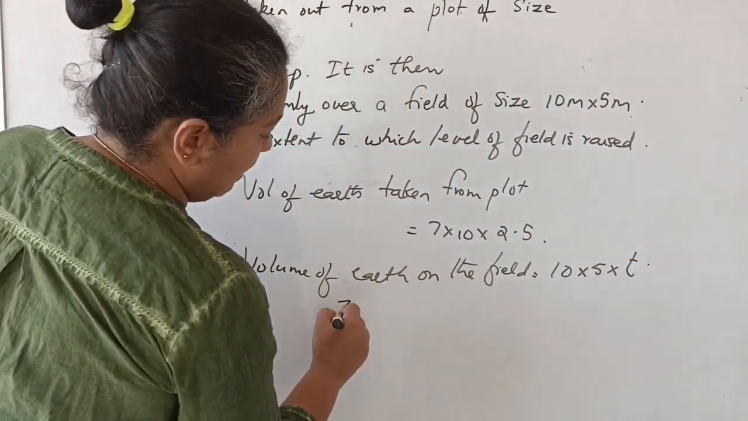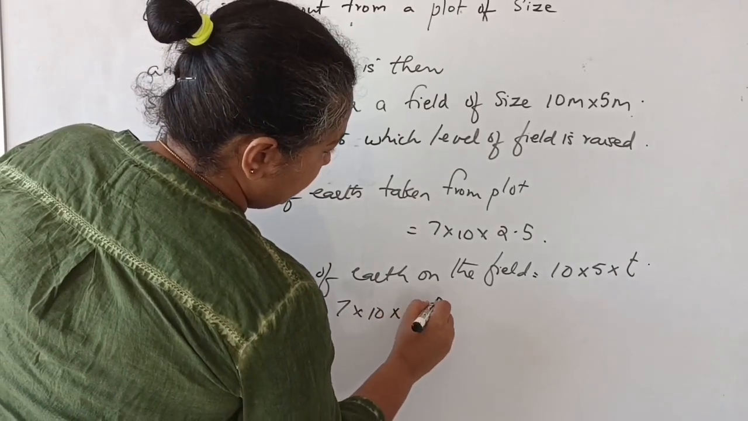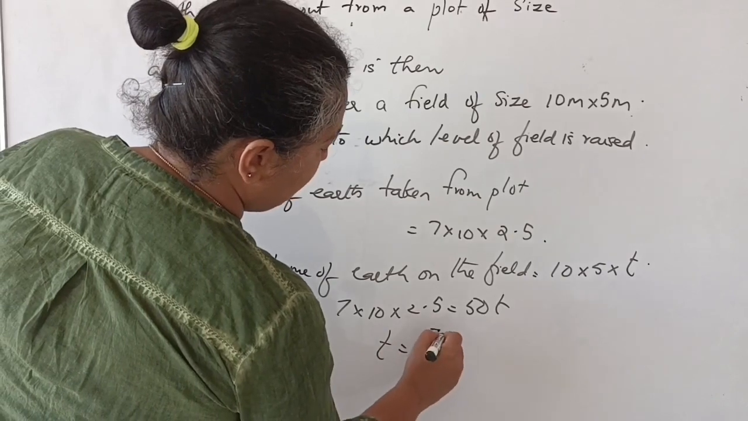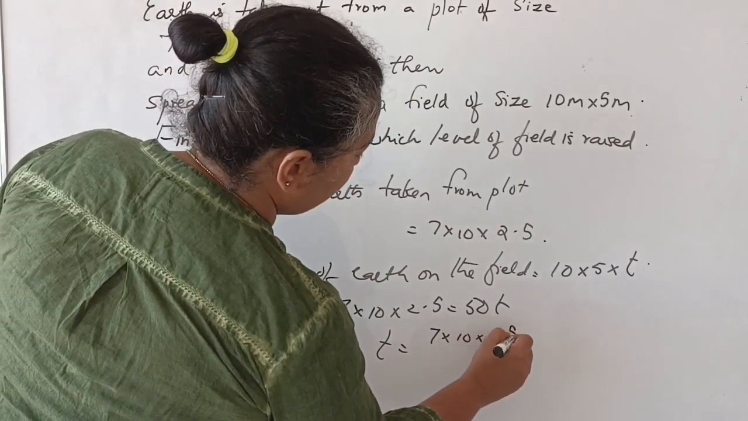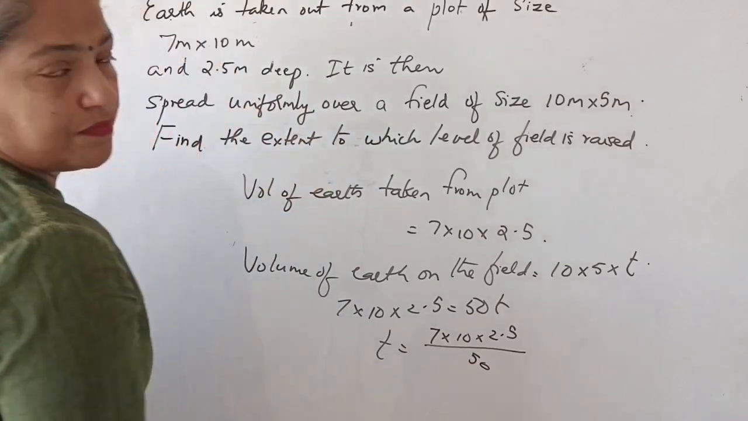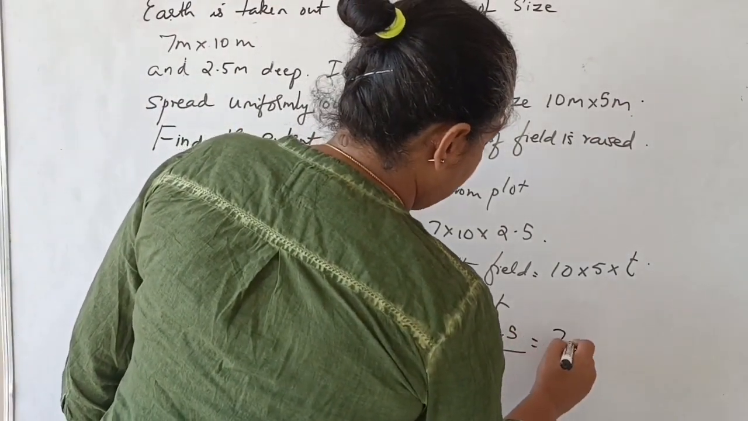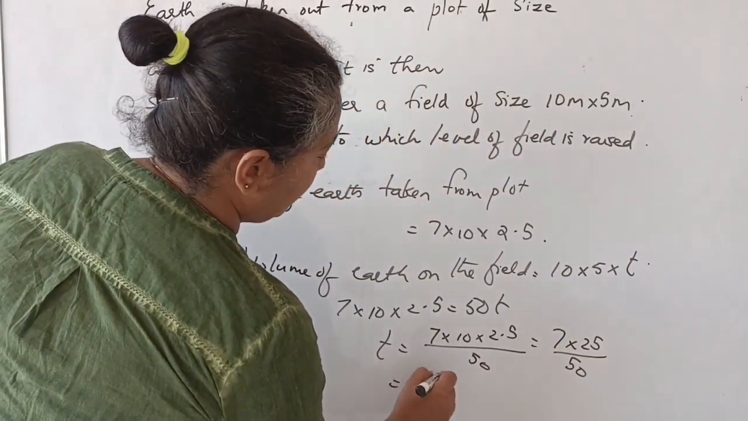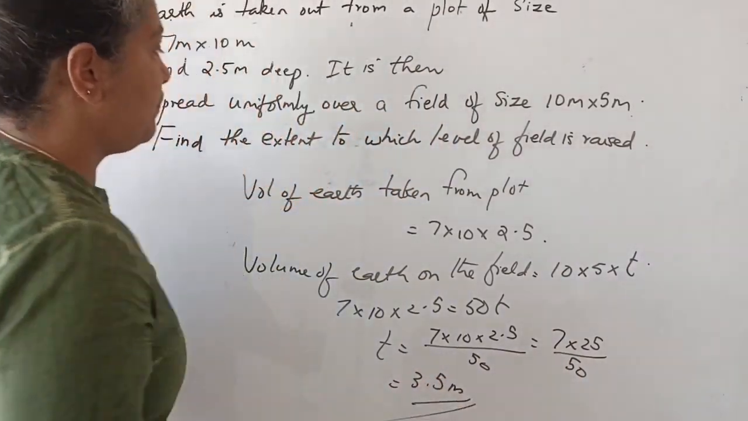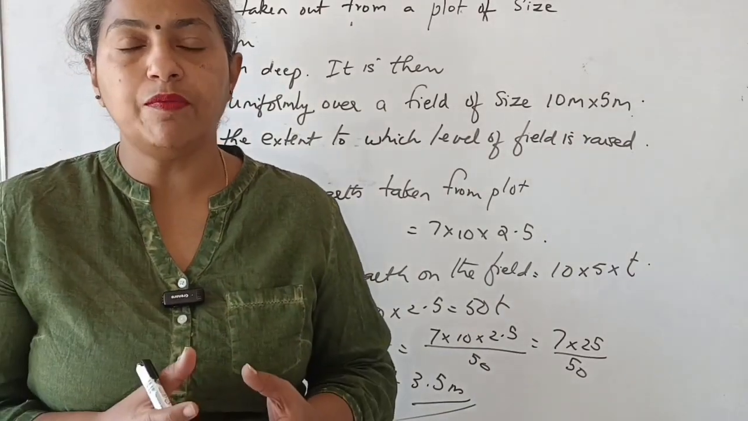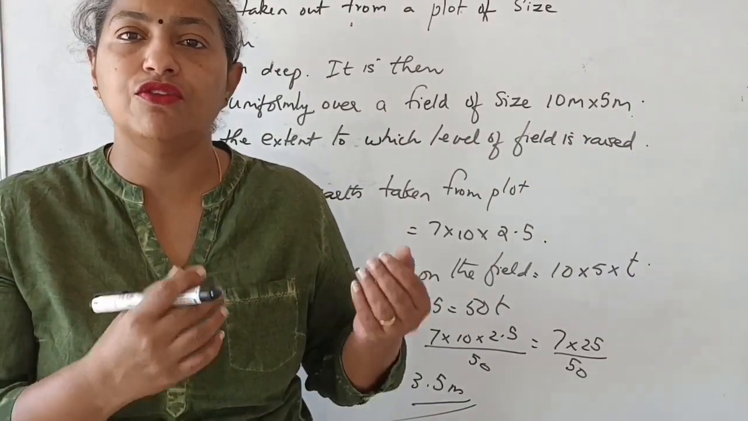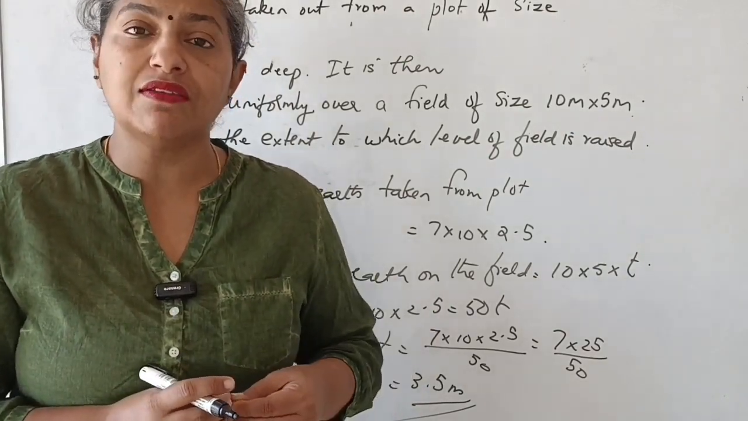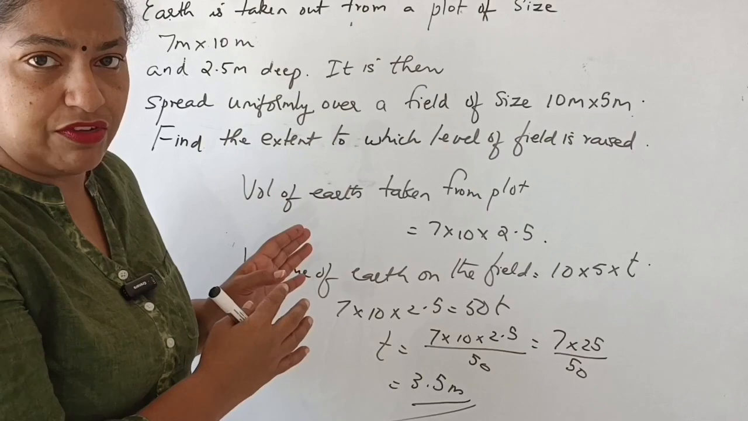Now since both of them are equal, I will get T is equal to 7 into 10 into 2.5 by 50. So I will get 7 into 25 by 50, or I will get 3.5 meters. Very simple sum. Just apply the basic logic and use the formula L into B into H. There are multiple ways in which this particular sum can be asked, and this is the simplest way in which it can be asked.